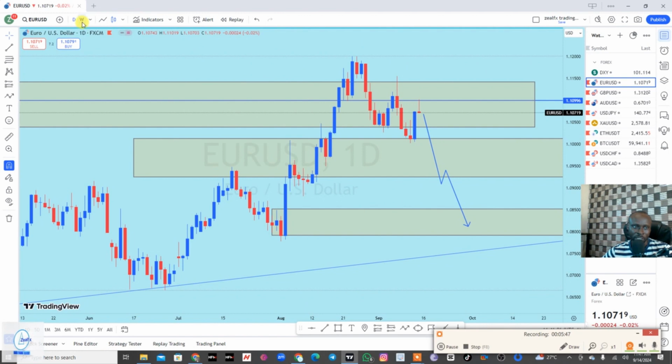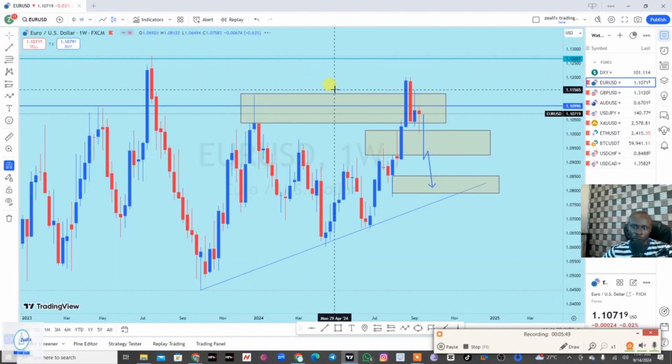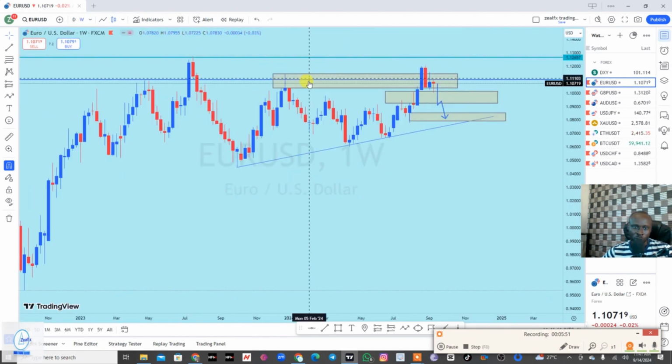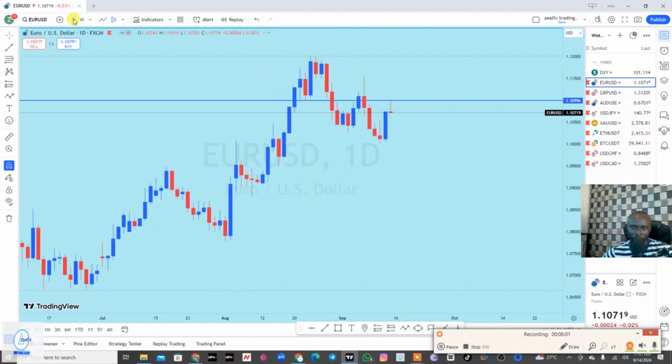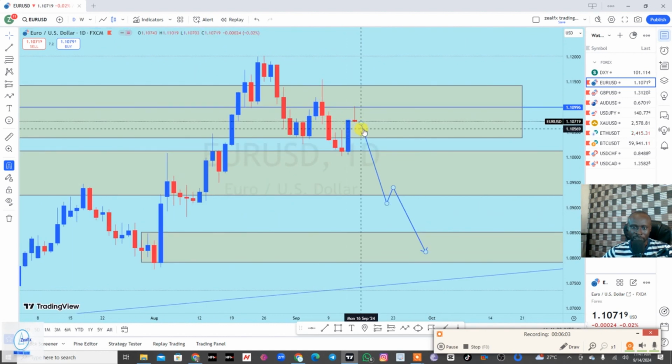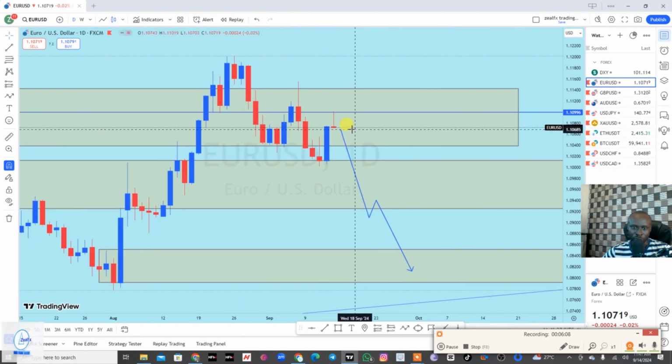So let's look at the weekly chart, how the weekly candlestick closed. You can see the weekly candlestick closed on the weekly resistance level. So long as price closes on this weekly resistance level, this shows that we are heading lower this week for the euro USD. So let's go back to our daily chart. On my daily chart now, you can see that we already have a price action candlestick setup on the daily chart, telling us to sell.